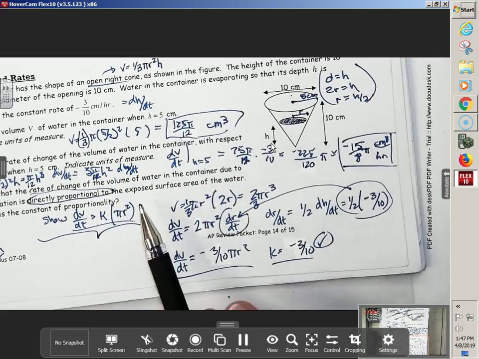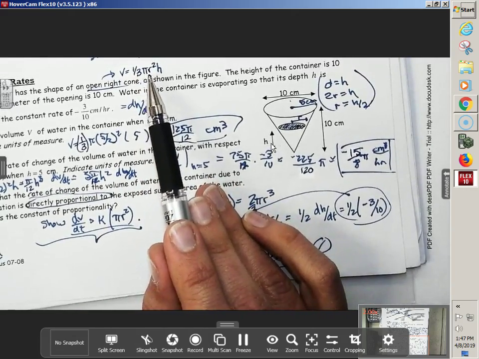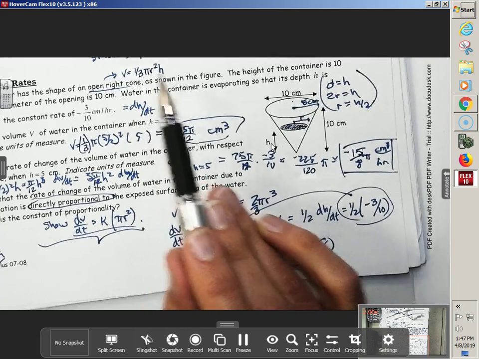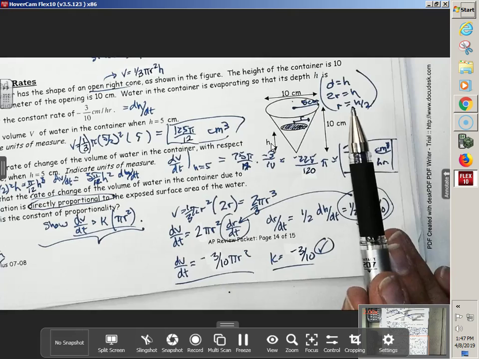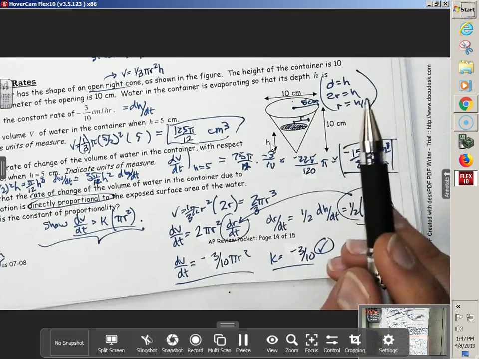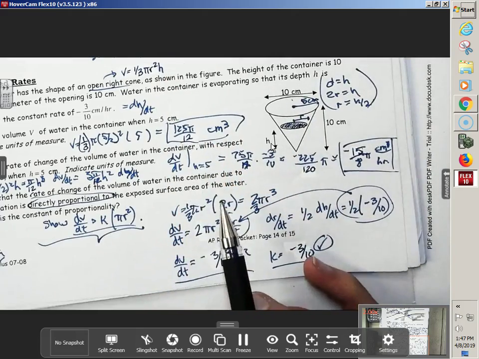Well, if they're asking me about r's, I need to go back to the beginning and make it in terms of r's. So instead of substituting for r in terms of h, I had to think, okay, wait a minute, no, I want my r's, so I need to say h is equal to 2r. Let me plug in 2r for h. And that's what I did.